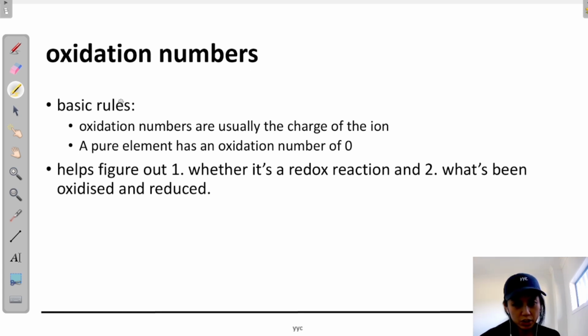Now, oxidation numbers. This is a tool that you can use to be able to look at any equation and go, I'm sure that's a redox reaction. First things first, oxidation numbers. They're pretty much the charge of the ion. Anything that's a pure element has an oxidation number of 0. By knowing these numbers, it helps us figure out whether it's a redox reaction or not, and what's been oxidized and what's been reduced.